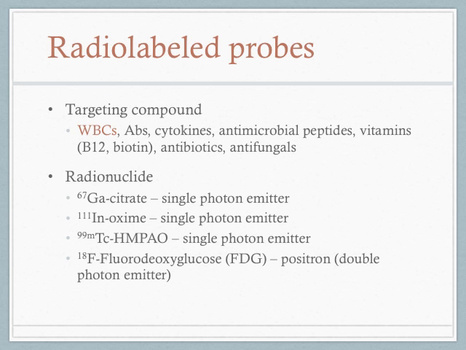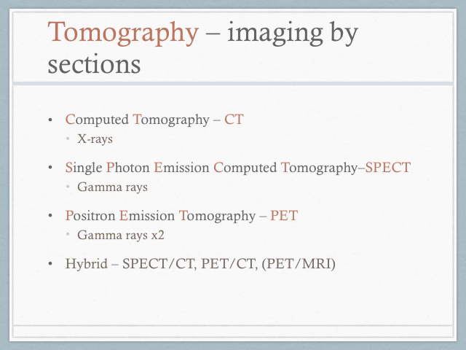As that decays, it emits a positron, which is a double photon, and they're going to be emitted like 180 degrees from each other. So the imaging technique, tomography, is another way. The definition is imaging by sections.